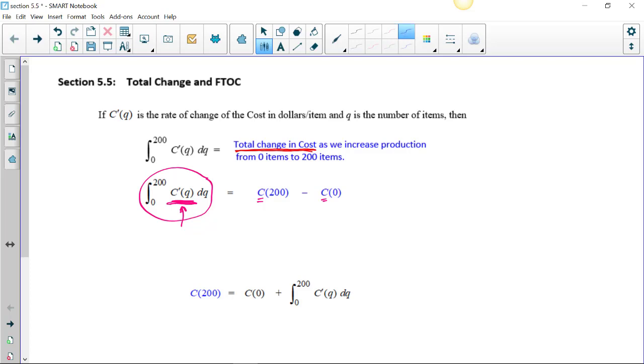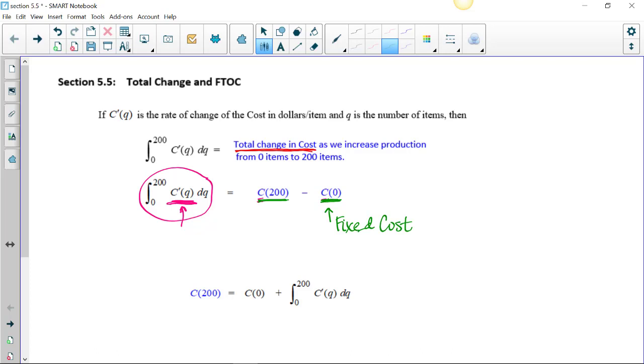Okay, but let's talk about what these two stand for. So I know the cost to produce 0 items, well, that's what we call our fixed cost, right? If you have some kind of a cost and you're producing nothing, that's your fixed costs. And we know that those are typically given to us, okay? This is the total cost to produce 200 items.